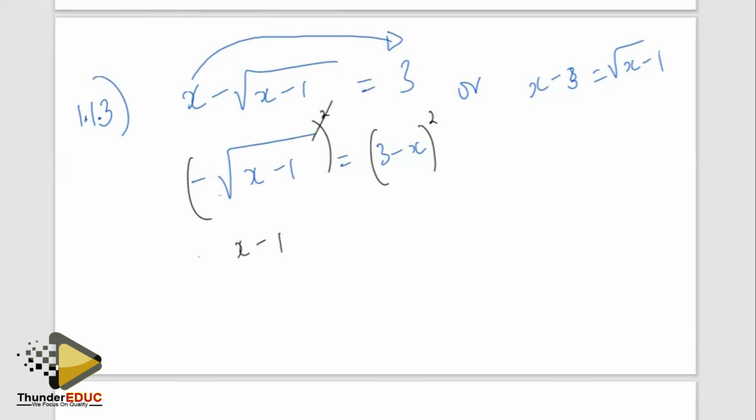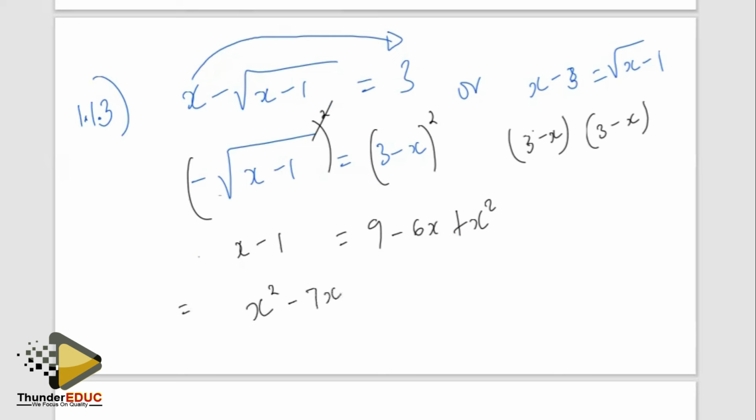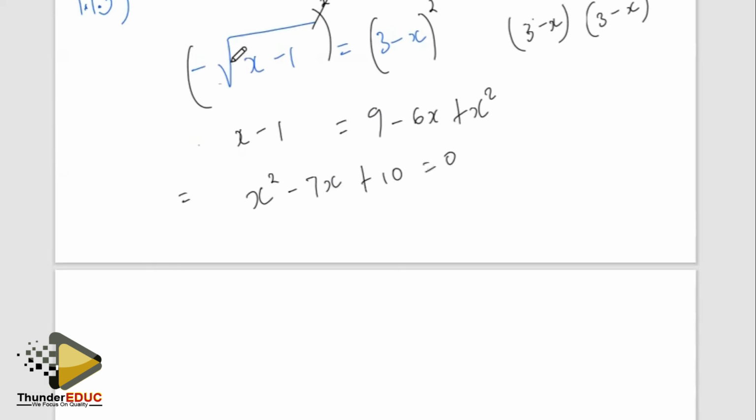We have x minus 1. Then opening this side, it's going to be a square bracket, 3 minus x, and then 3 minus x. Then we open this up using the FOIL. So that's going to be 9 minus 6x plus x squared. And then from there, let's create a standard equation by moving everything to one side. That's going to be x squared minus 7x plus 10 is equal to 0.